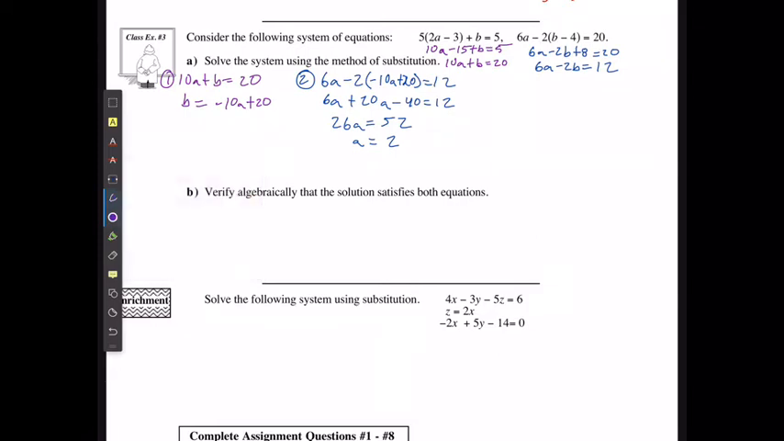I go back to equation 1, and b is equal to negative 10 times 2 plus 20. B is equal to negative 20 plus 20. B is equal to 0. So in this case, I have a is equal to 2, b is equal to 0.